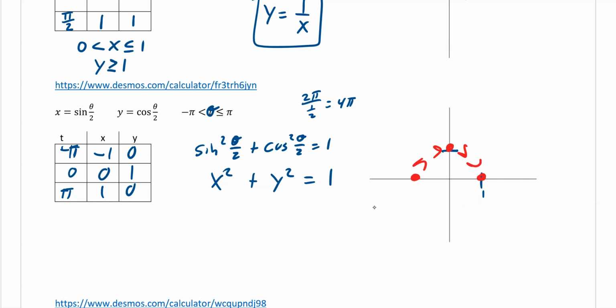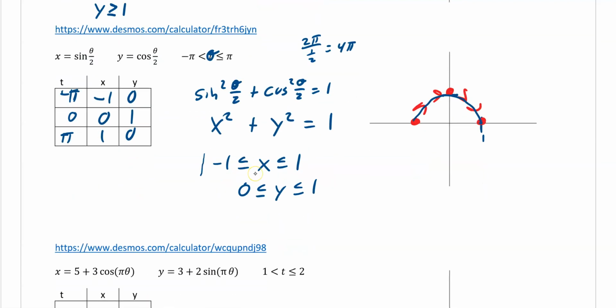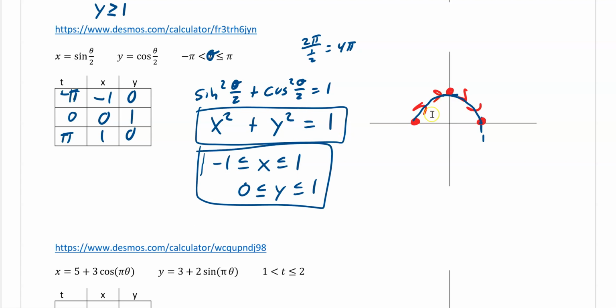And now we have some erasing to do. So it's only this part here. You can see by plugging in -pi, we get -1 and 0, then 0 and 1, and then plugging in pi, we get 1 and 0. And that gives us our direction. Now our x is still between -1 and 1, but our y value is between 0 and 1. Those are the values we get from -pi to pi. So that is our Cartesian equation. Those are our x and y's, and that's our domain.